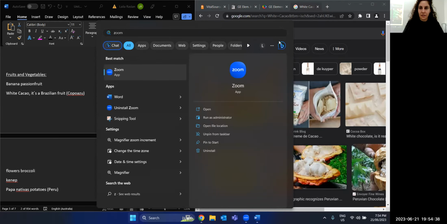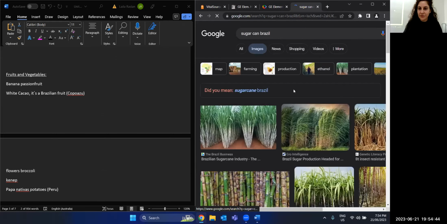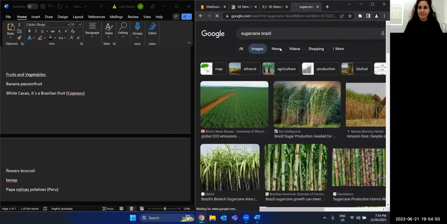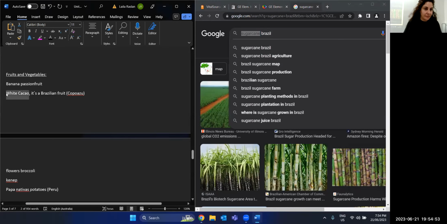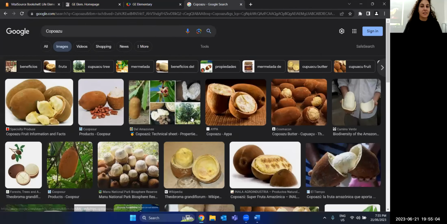Sugar cane. Oh, okay. Sugar cane. Good. Sugar cane. But this one, is this one? Yes. South of Brazil. Yeah.